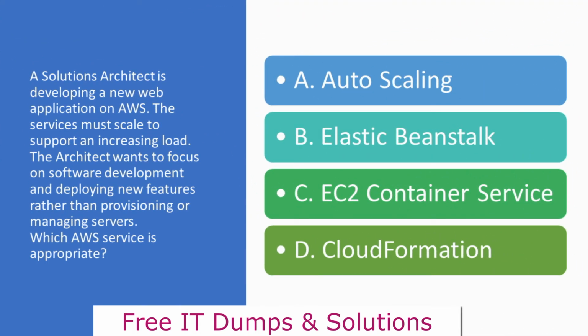A solutions architect is developing a new web application on AWS. The services must scale to support an increasing load. The architect wants to focus on software development and deploying new features rather than provisioning or managing servers. Which AWS service is appropriate? Options we have: A. Auto-scaling. B. Elastic Beanstalk. C. EC2 Container Service. D. CloudFormation. Correct answer for this question is option B.